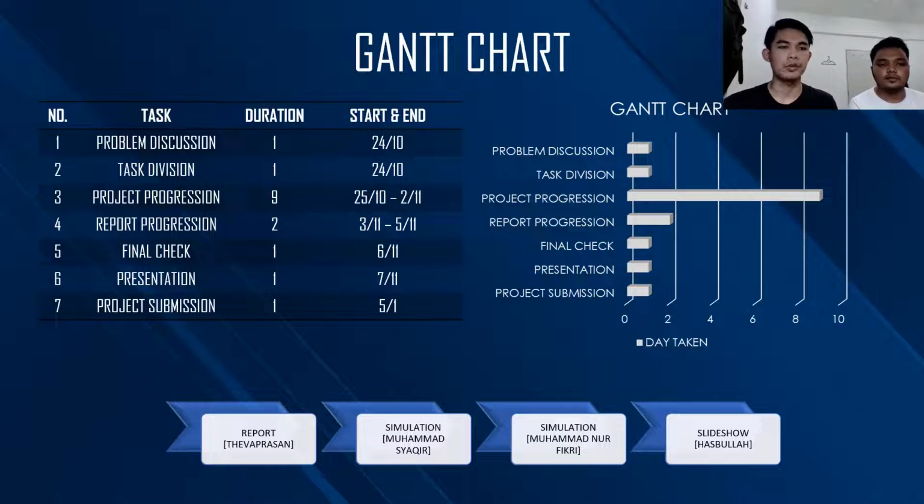After that, the report progression task takes 2 days and starts 2 November until 5 November. Then the final check duration is 1 day, starting on 6 November, and the presentation duration is 1 day, starting on 7 November. Lastly, project submission is 1 day and starts at 5 January. This is our Gantt chart for this project.